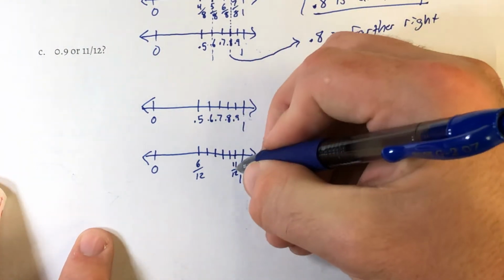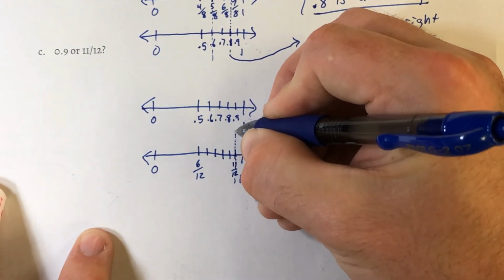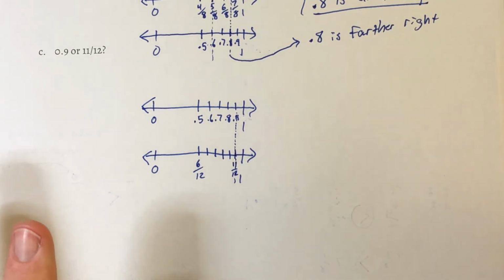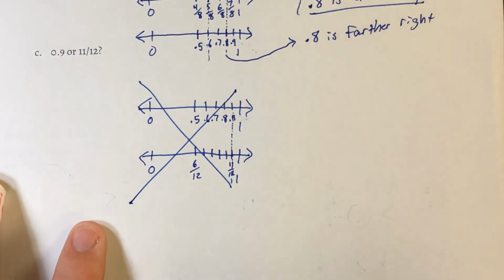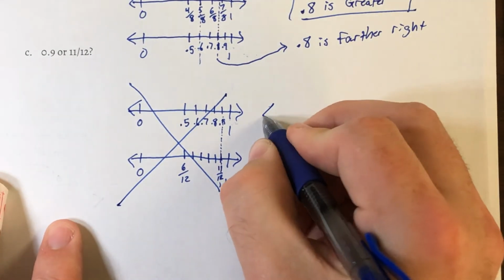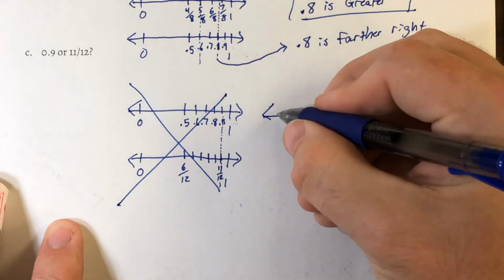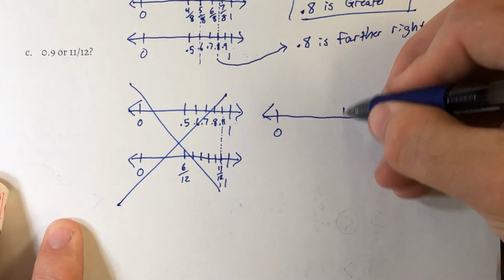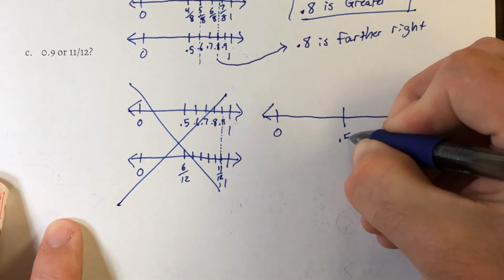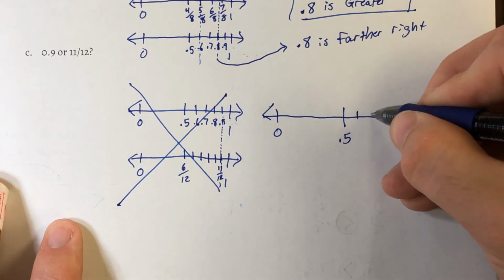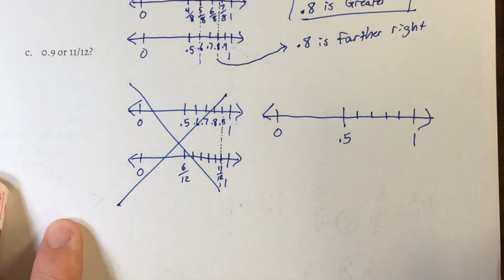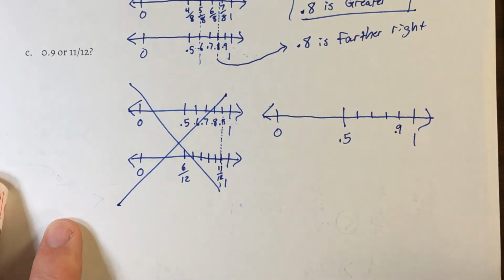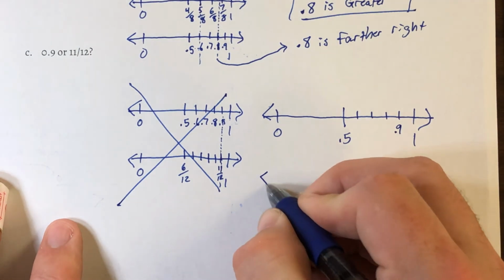Okay, now let's compare. 11/12. Ooh, that's really close. So you know what that means? I probably need to do a better job. So let's scratch that attempt and do it again, proper. Let's make it bigger. So we have 0. We have 1 whole. And right in the middle, we have 0.5. All right, 0.6, 0.7, 0.8, 0.9. I think that's a better job. So 0.9 is right there. All right, let's do the other one.